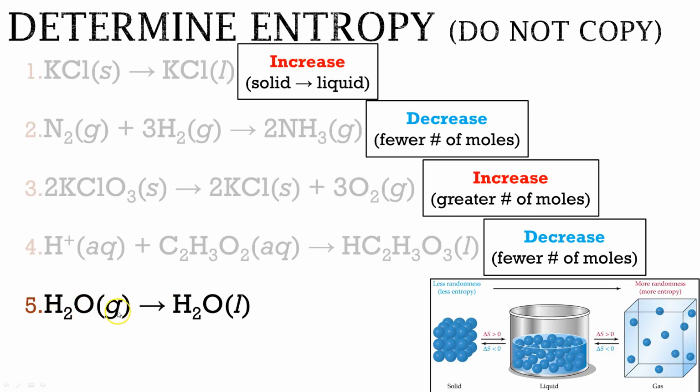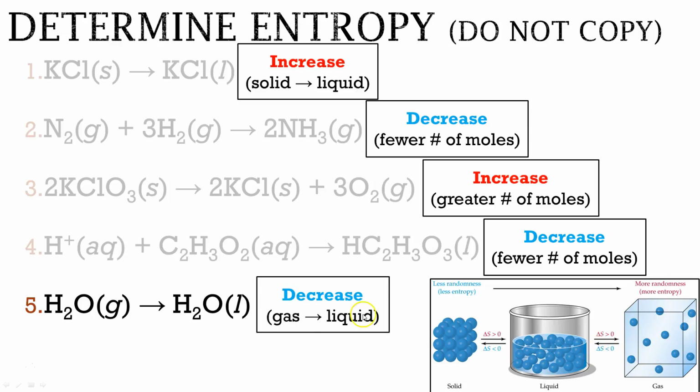Last one, water going from a gaseous to a liquid state. Here, I'm going backwards. Entropy in this case is going to be decreasing because I'm going from gas to a more ordered liquid.